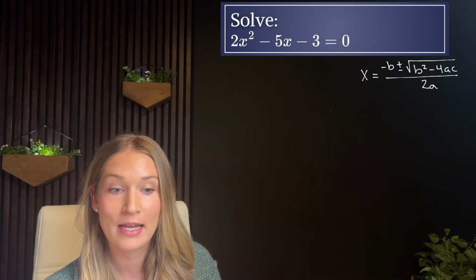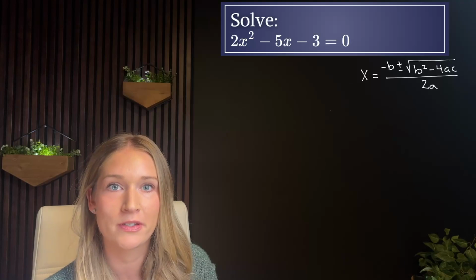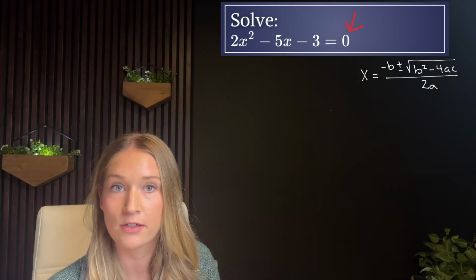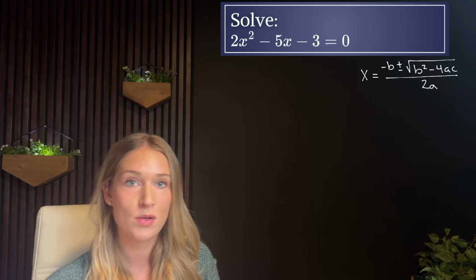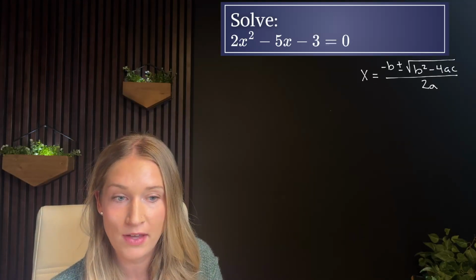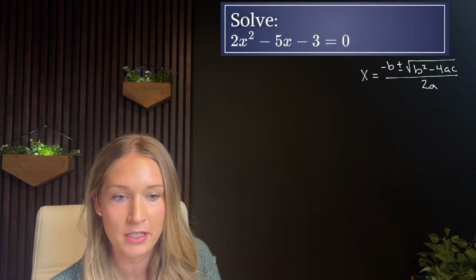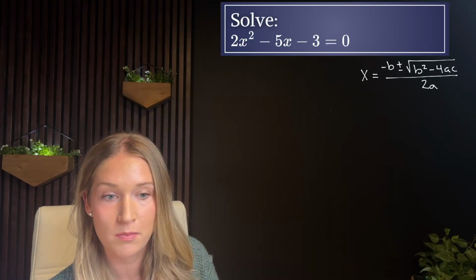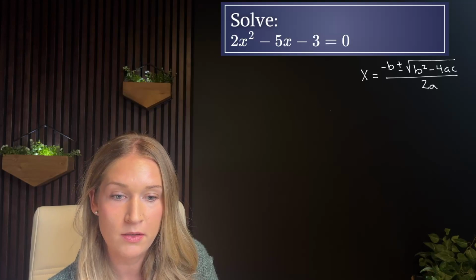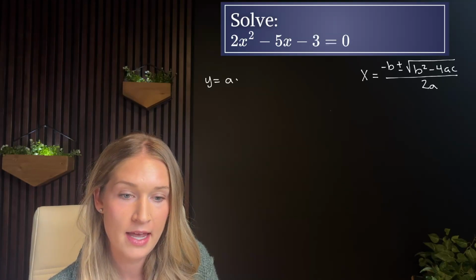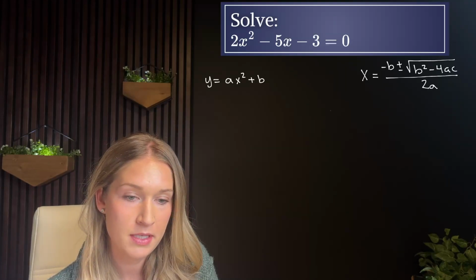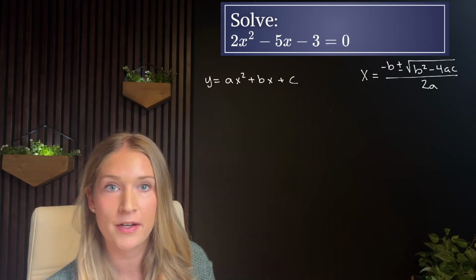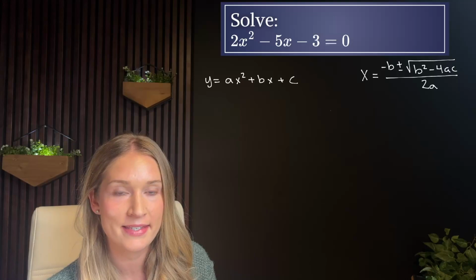So solving, I need to make sure first that my polynomial is equal to 0. In this case, I do have a 0 over here on one side, so I can jump straight to identifying the a, b, and c values and plugging them into my quadratic formula. The a, b, and c values come from the standard form of a quadratic, which is y equals ax squared plus bx plus c.